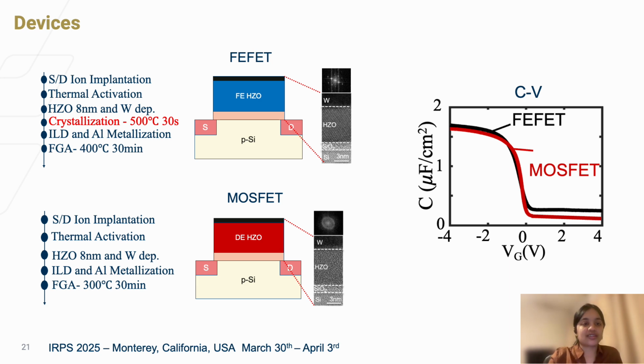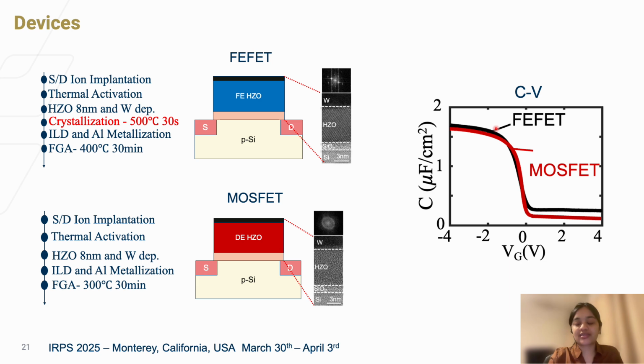In order to understand this mechanism, we've taken two different devices. One is what we call the FEFET and one is what we call the MOSFET. So here are the brief fabrication steps for these devices. We have a crystallization step that converts this hetero layer into a ferroelectric layer, and it has a crystal structure over here. And over here we have the MOSFET. It has the same hetero layer, but the crystallization step is not present, leading to an amorphous dielectric layer.